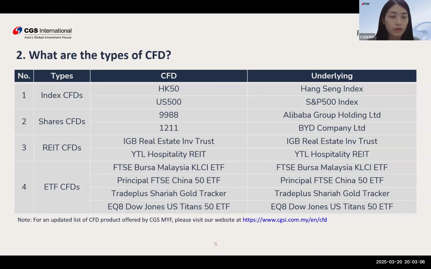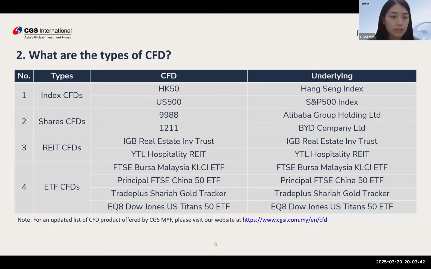So basically, we are offering 4 types of CFD. First is index CFD, whereby you can trade Hang Seng Index or S&P 500 Index with our HK50 or US 500 CFD respectively. So you don't need to build and maintain a basket of stocks to mimic the underlying index. The second type of CFD that we offer is listed share CFD, whereby you can actually participate in the price trend of Alibaba Group or BYD company without owning the underlying share.